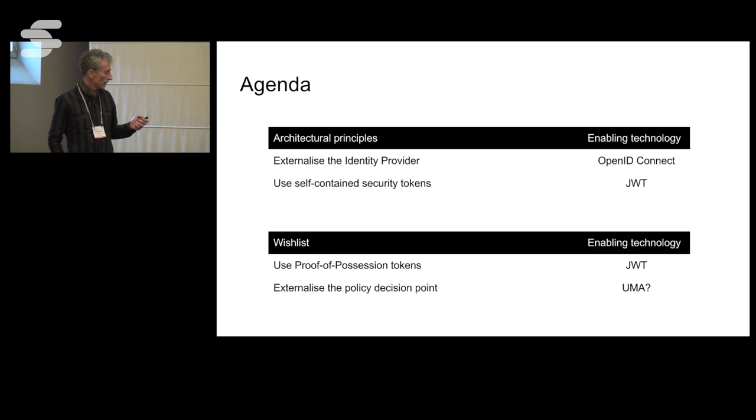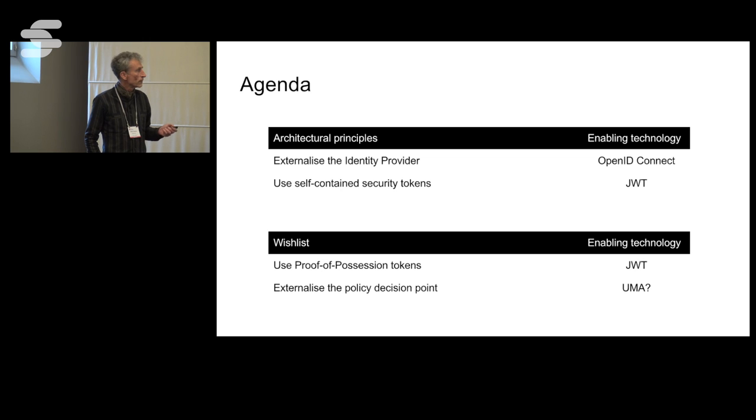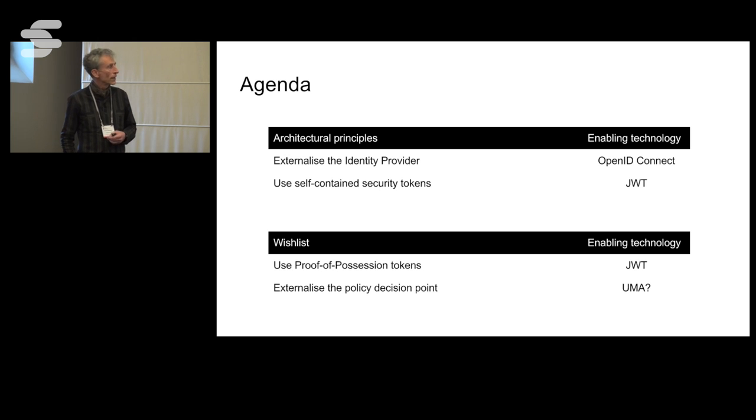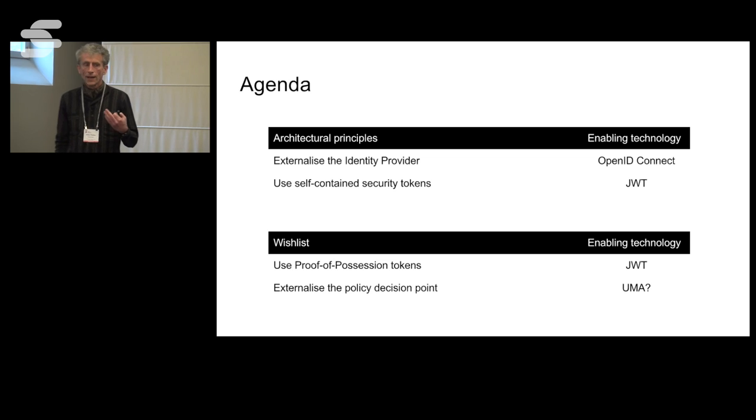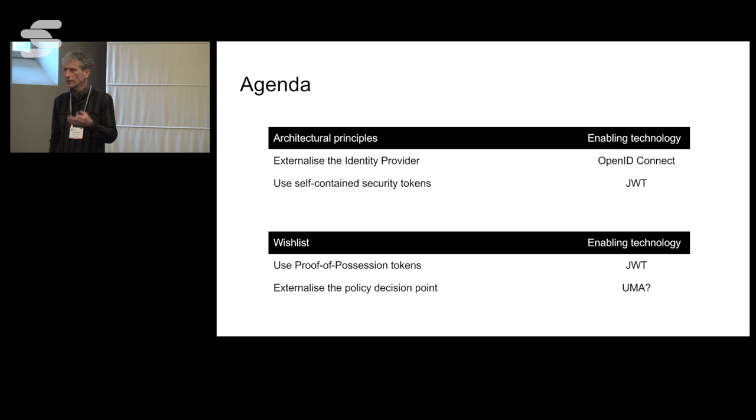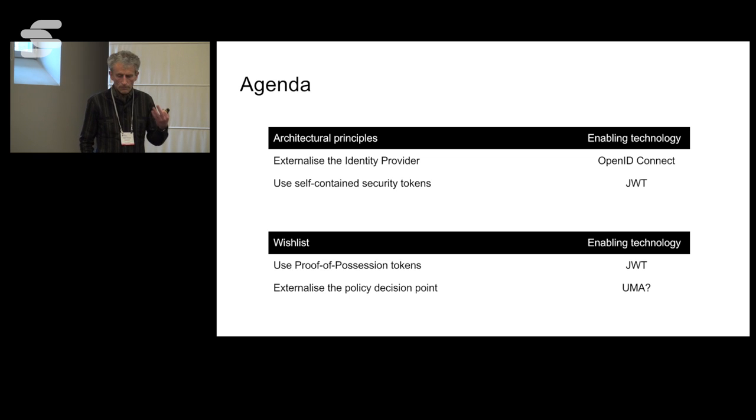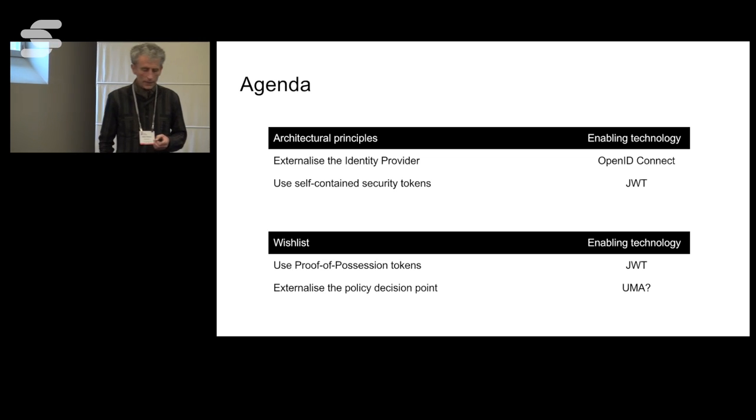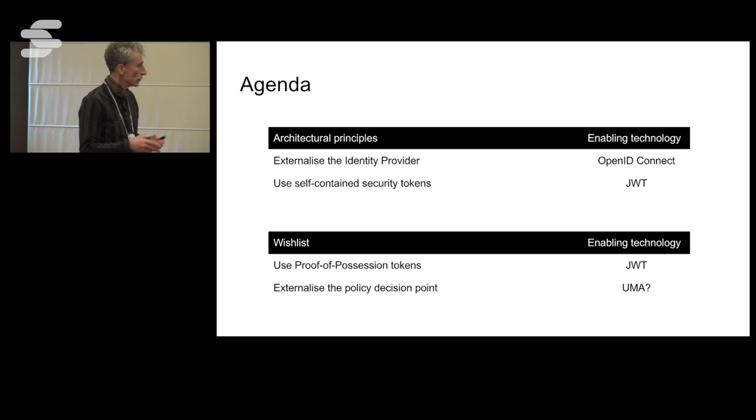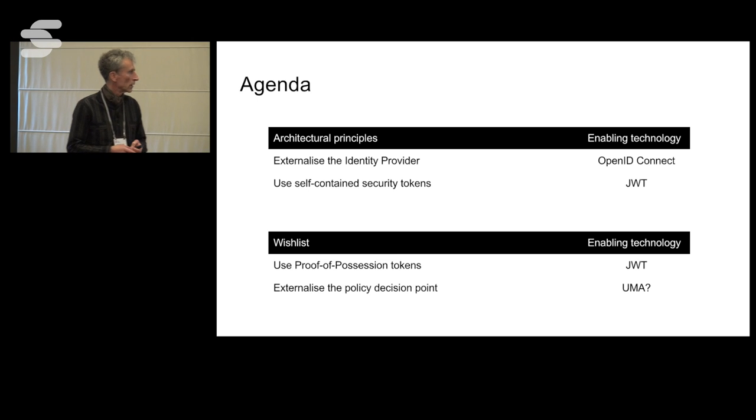And then I'd like to talk to you about externalizing the policy decision point. So we'll spend quite a bit of time on the idea of externalizing the identity provider. Now, for the same kind of reasons, I think you also want to externalize the policy decision point. And Martin, for those of you who went to Martin de Kat's session on access control, talked about that as a very powerful separation of concerns pattern.